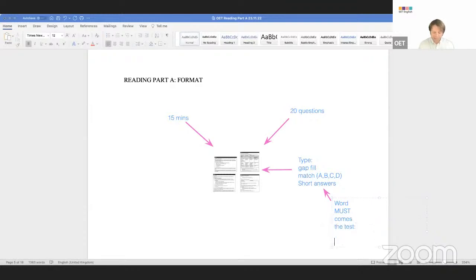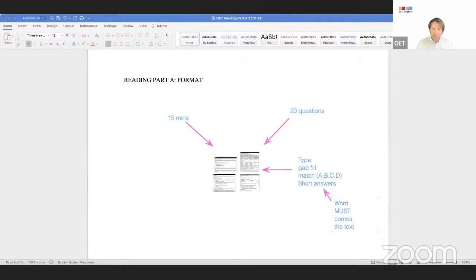For example, if the text says medicine, you must write medicine. You can't write something like medicinal product, right? The words must come from the text, otherwise you will get 0, all right? And that's why, are we allowed to have spelling errors here? No. 0 spelling errors? Yeah, exactly. So 0 spelling errors. And the reason is words must come from, sorry, not the test, from the text.